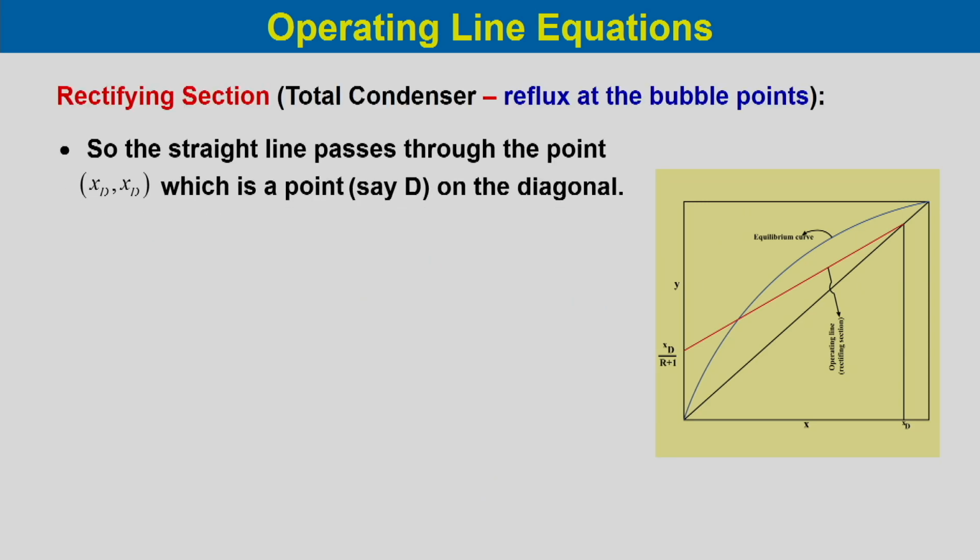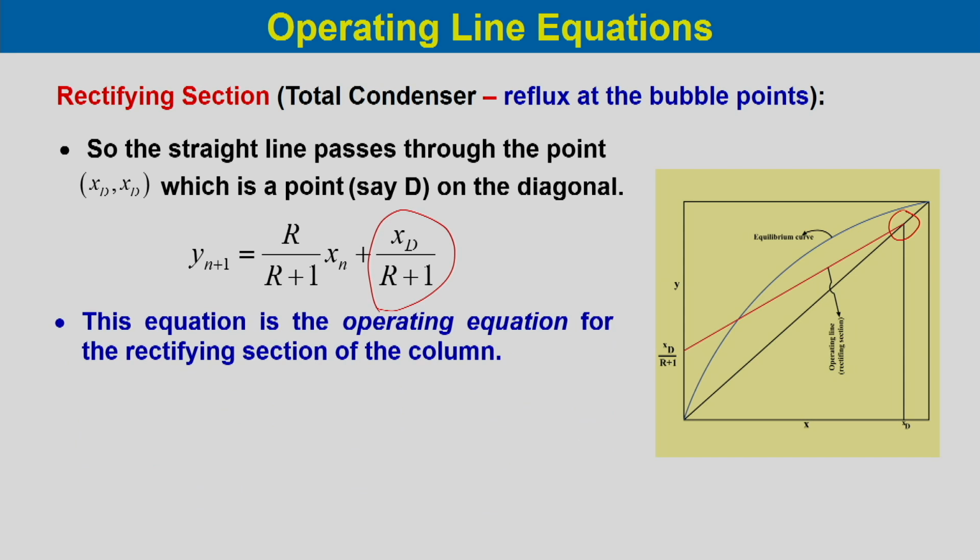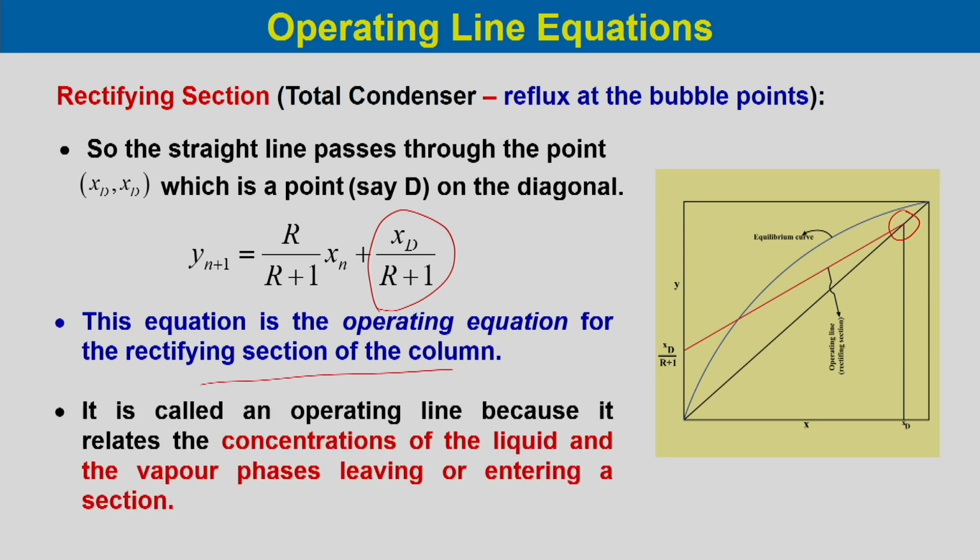So, the straight line passes through the point x D, say point D over here, on the diagonal, and we have the intercept x D by R plus 1. So, we will have the operating line equation for the rectifying section. It is called an operating line because it relates the concentration of the liquid and the vapor phases leaving or entering a section. So, that is why it is called the operating line.